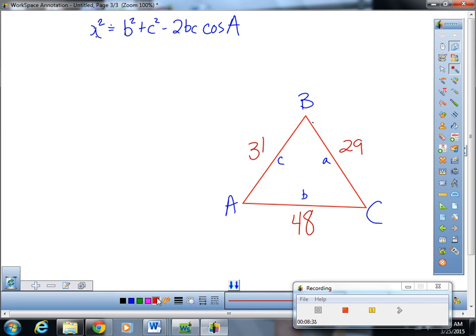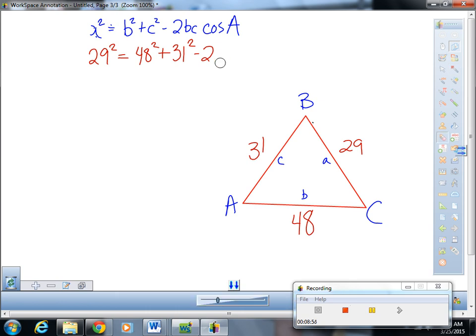So, you'll say 29 squared is equal to 48 squared plus 31 squared minus 2 times B, 48, times C, 31, times the cosine of A. Okay, so in this equation, we are going to find capital A. It's going to take some work.